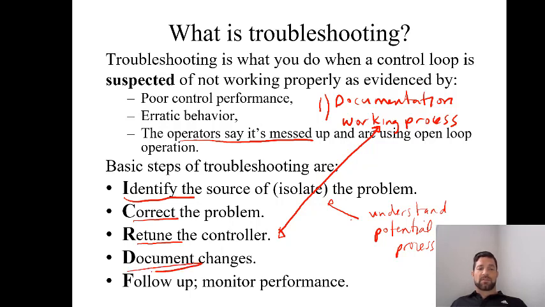Document changes. This is going to be the main thing. We want to keep a good record of how things are operating when they're operating well, and problems that exist. So when something occurs later, if you've documented these problems, you can troubleshoot your process a little bit quicker. And then you want to follow up and monitor the process. Just make sure everything's working properly.